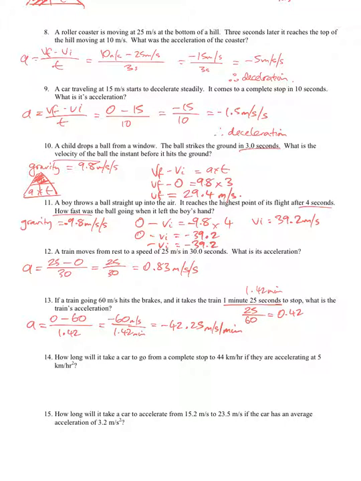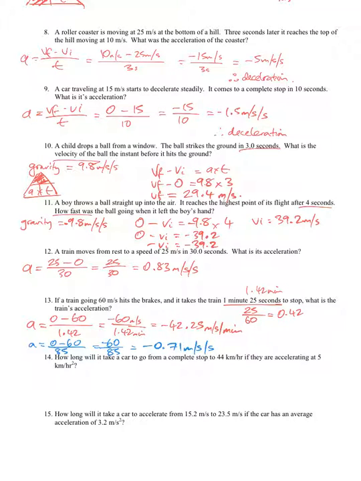Now there's another way that you could do this. I'll do it in a different color, hopefully, if I can work out how to get pencil. If you did it all in seconds, so 0 take 60 on 1 minute 25 seconds, which is 85 seconds, you would have negative 60 on 85. Negative 60 divided by 85 is going to be negative 0.71 meters per second, and now it's per second.